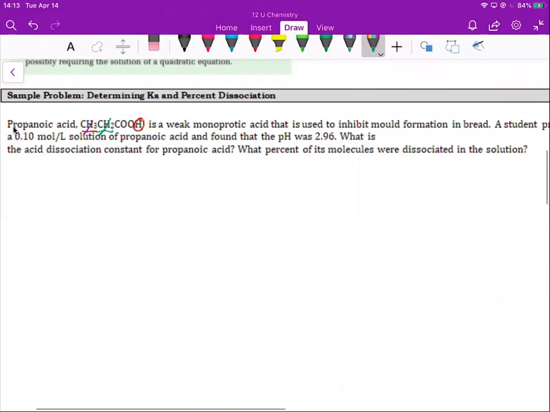So this first part, what's the acid dissociation? So it's asking what's Ka equal to? And then this is going to be the percent dissociation. So we're going to take the concentration of H3O plus over the concentration of the acid, the original acid, HA, times 100%. So those are the two things that we're going to do.